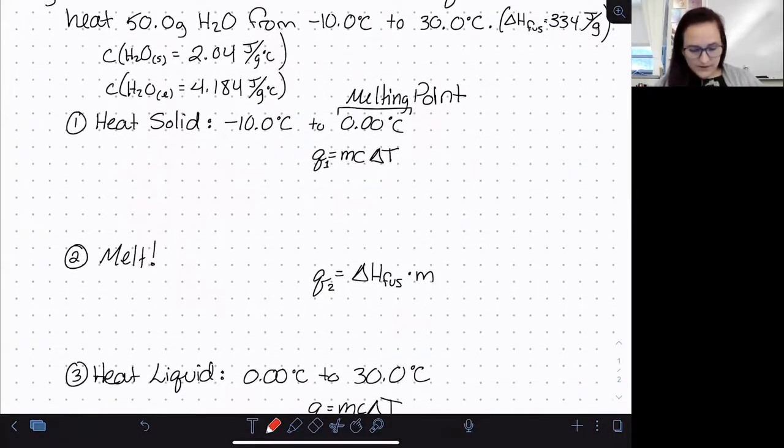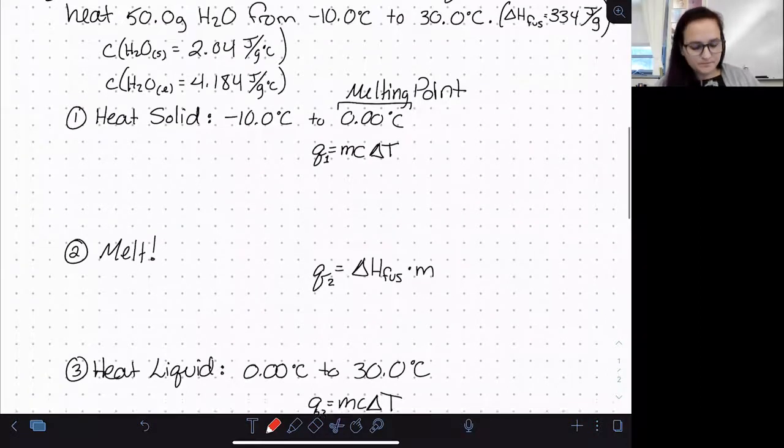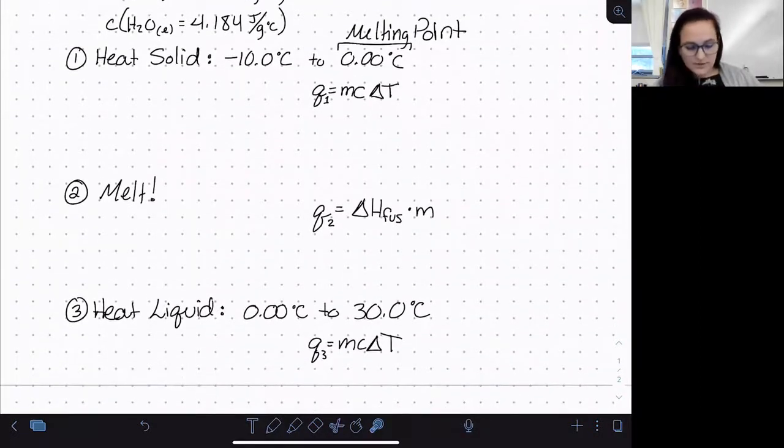So to solve this problem, we just need to think about what do we know, what do we not know. So we're looking for all of these different Qs, which means we must have all of the other information that we need. So steps 1 and 3 here are the most familiar, are Q equals MC delta T, which we've been doing for a little while now. So we're looking for Q in both cases.